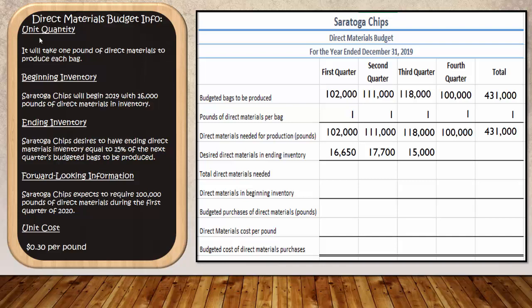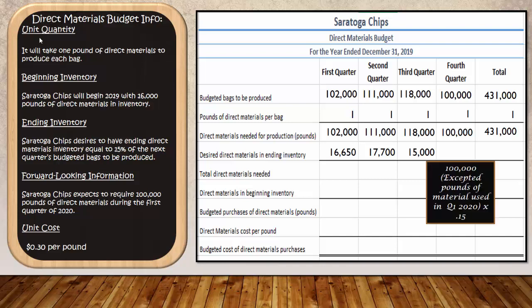We multiply that by the 15% that they want to have at the end of the prior period. 100,000 times 0.15 means that they're going to need 15,000 pounds of potatoes at the end of the third quarter. For the fourth quarter, we're going to need our forward-looking information.